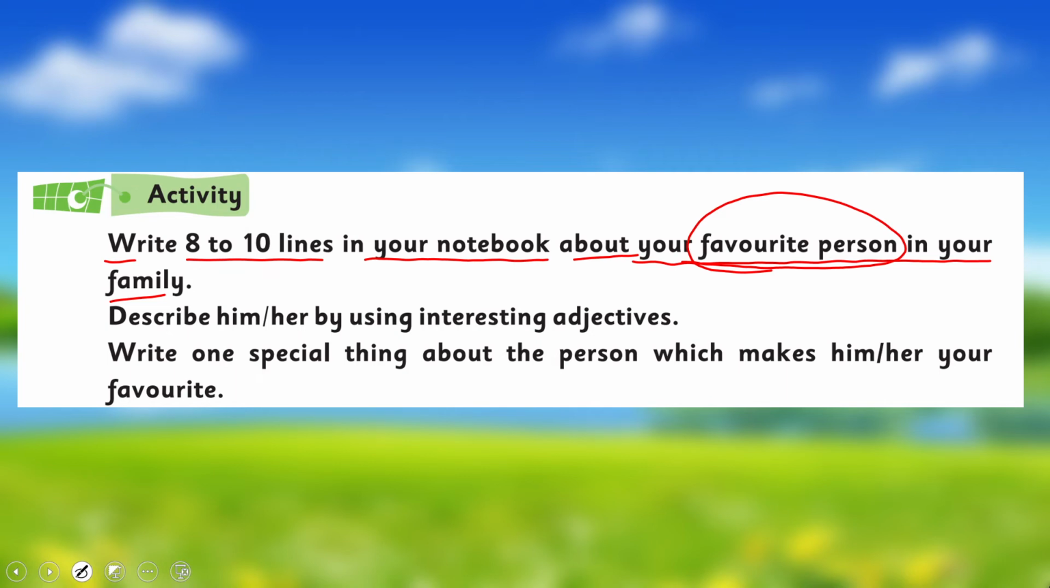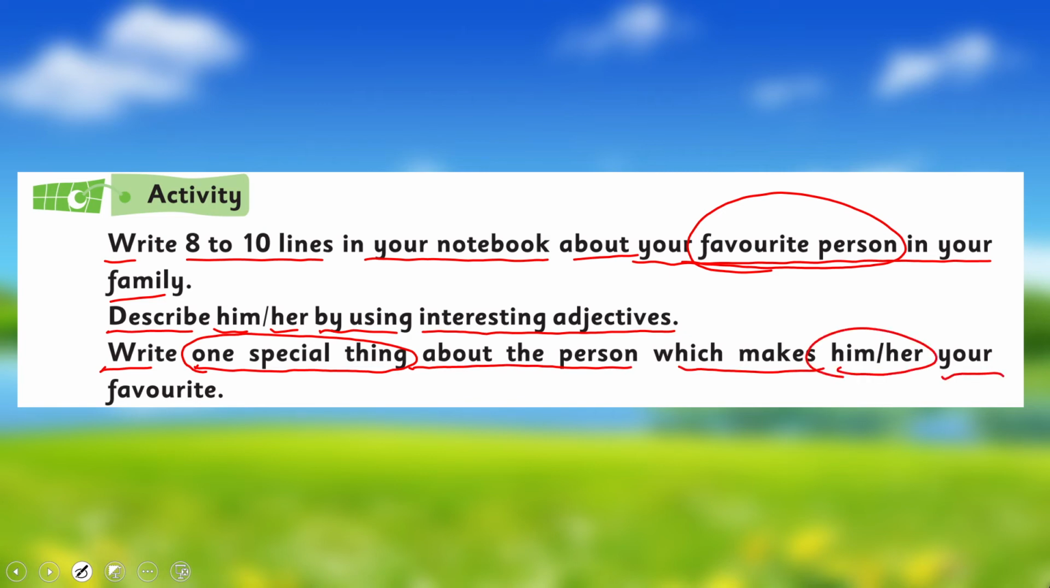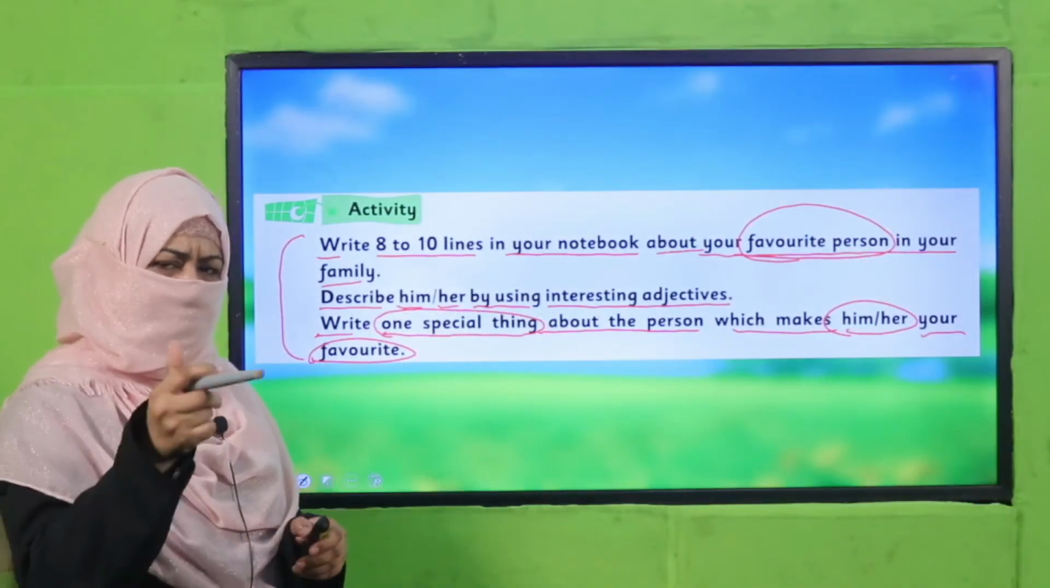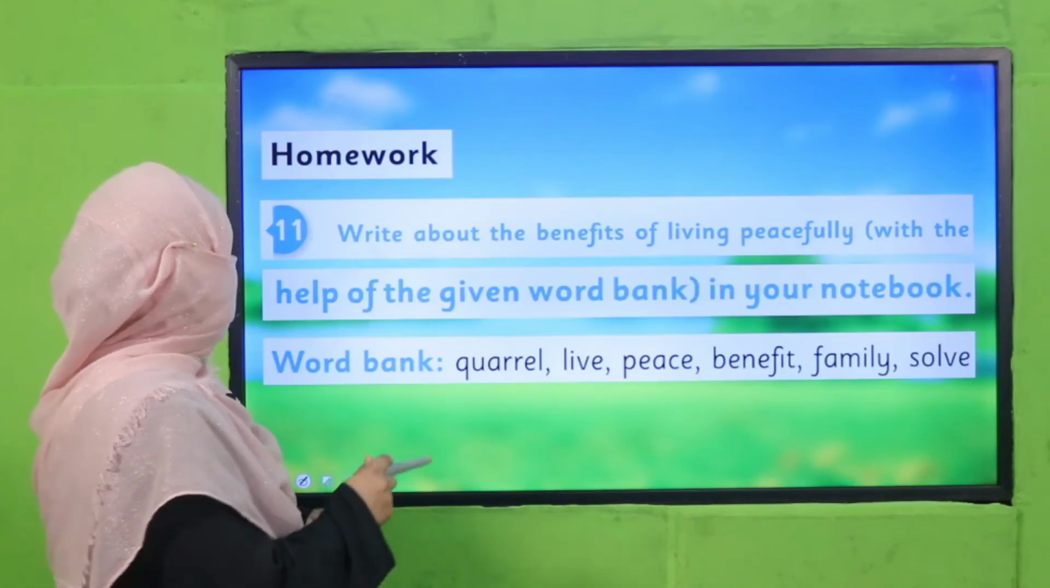And how will you write it? You will describe him or her by using interesting adjectives, and you will write at least one special thing about the person which makes him or her your favorite person. Okay, so these are the instructions. Now pause the video, write this beautiful paragraph, and then come back. Yes, my dear children, are you done with it? Good job. So it's time for your homework.